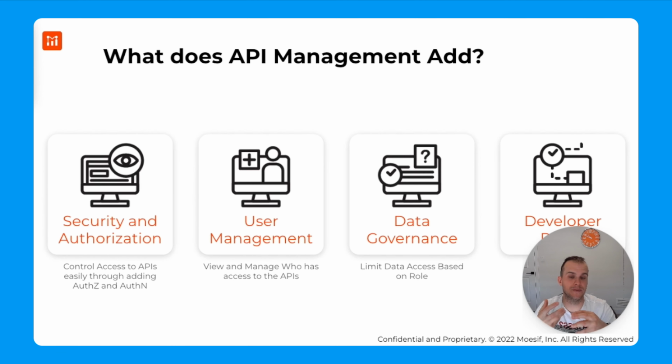Another is user management. So, a big thing would be API keys, for instance. You're able to provision API keys or API access tokens through that API management solution, and then the API management solution will grant access based on that key and on that user management principle. So with that part of API management, you're able to view and manage who has access to the APIs. You also will have this ability to do data governance too. So you might limit the amount of data that can be accessed or viewed through the APIs or through the API management portal based on the role that that user has.